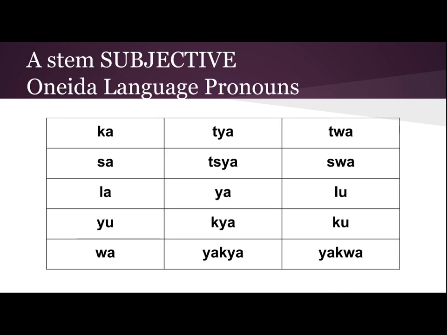So let's start with our A stem subjective pronouns. The first one sounds like ga, za, la, you, wa, dia, ja, ya, gia, yagya, dwa, swa, lu, gu, yagwa.